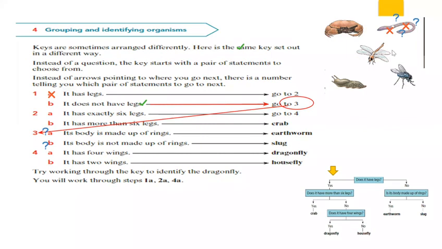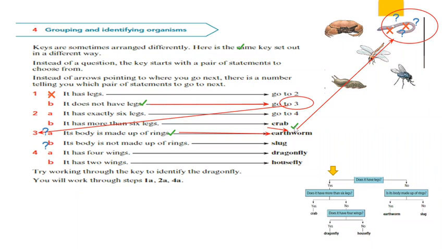So, there are rings. You can see the segments here on its body. So, the body of this animal is ring-shaped. Rings are there on its body. Segmented body is there of this animal. So yes, rings are there. That means I will have to follow this and it will lead me to the answer. It's an earthworm. The name of this animal is an earthworm.